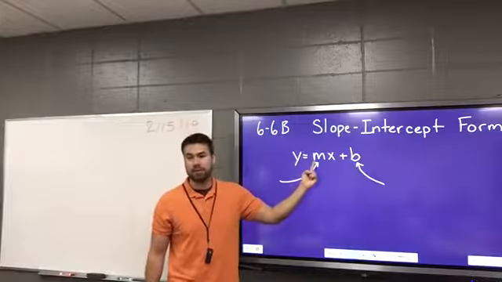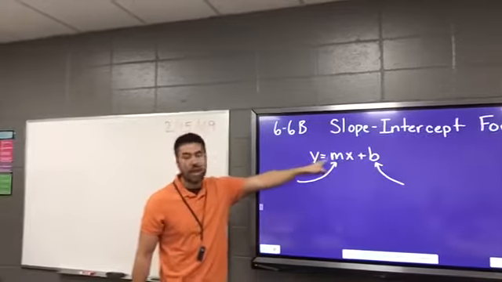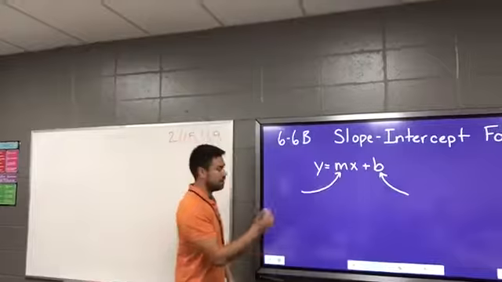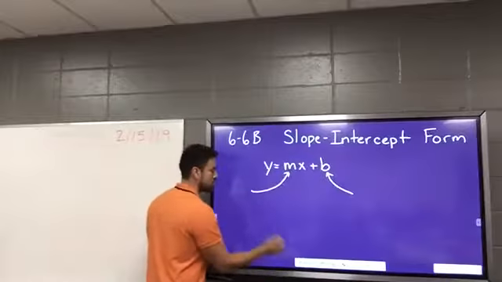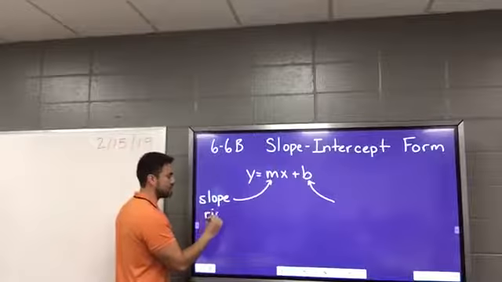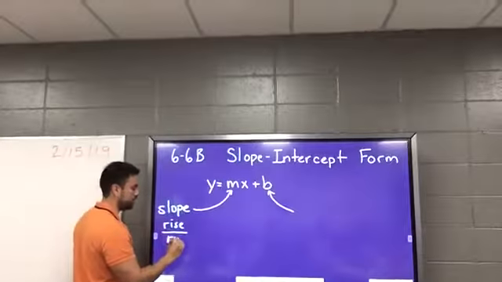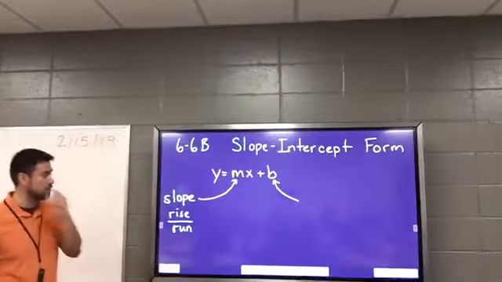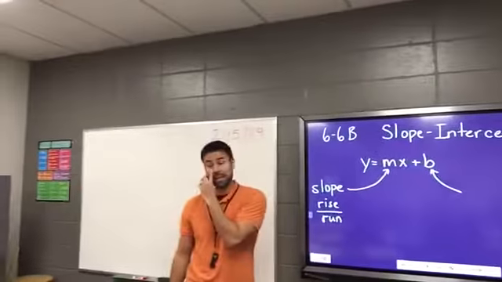What does m stand for, Josiah? Do you remember what m stood for? The slope. And who remembers what slope means? Yeah, it just means rise over run. And we're going to see that again. Slope, which means rise over run. What does b stand for, Matthew?